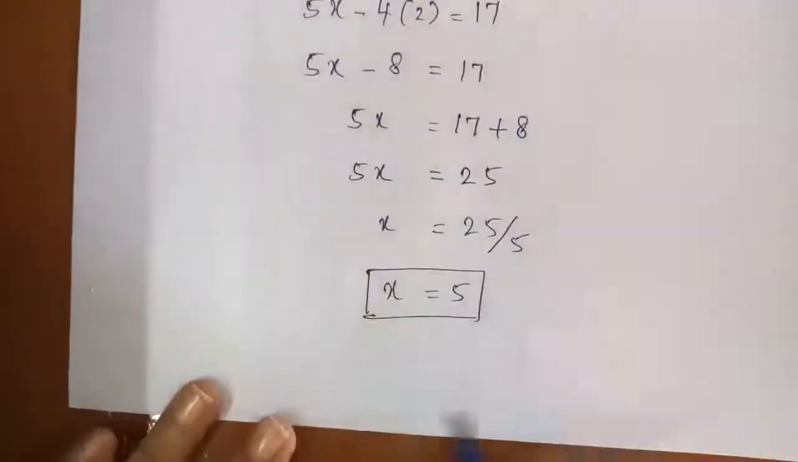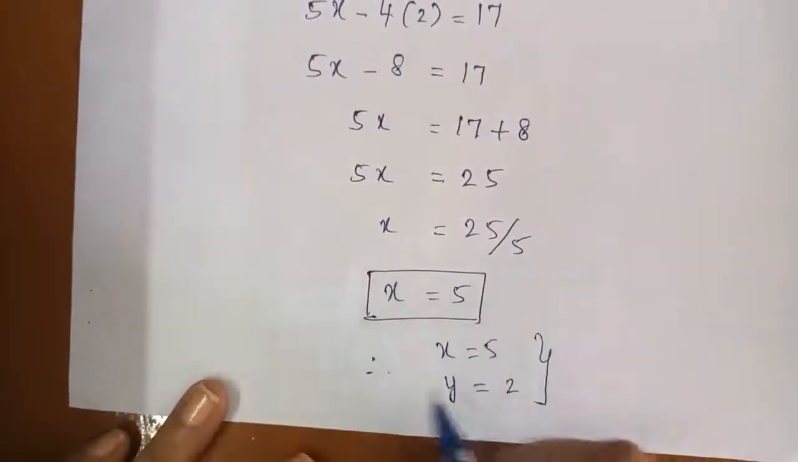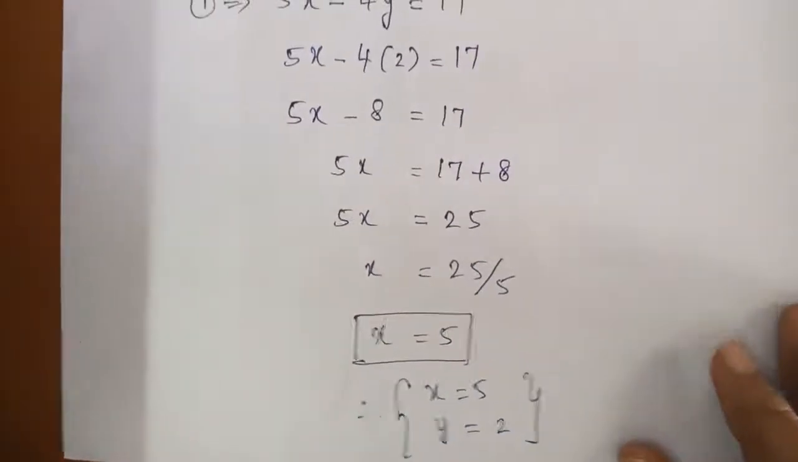So therefore x is equal to 5 and y is equal to 2. Hence we found the values of x and y.